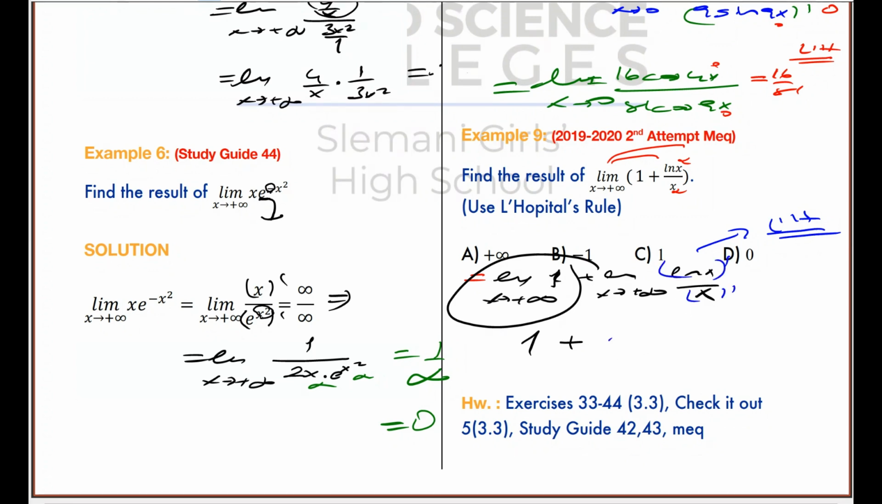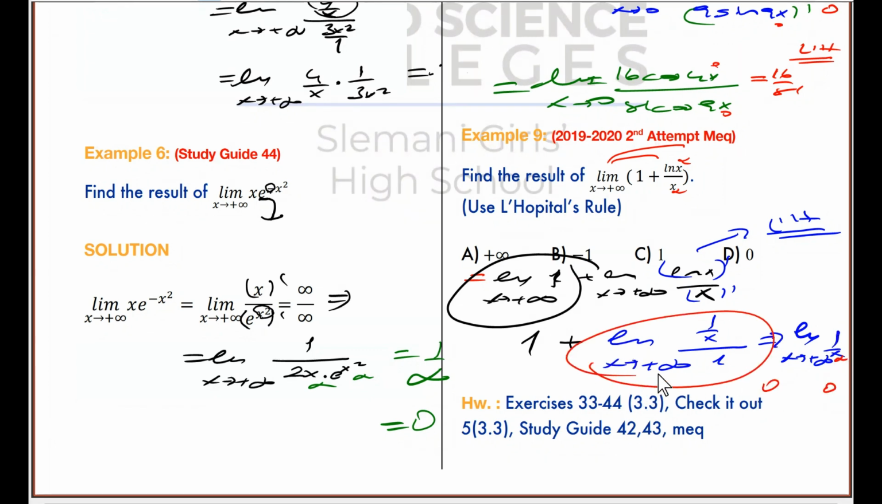So take the derivative of top and the derivative of bottom. It will give you the derivative of ln x, 1 over x, over the derivative of x, 1. So it's the limit as x approaches positive infinity of 1 over x. By plugging in infinity for x, 1 over infinity is 0. So this part is 0. 0 plus 1 is 1. Okay, that's how you solve L'Hopital's questions.